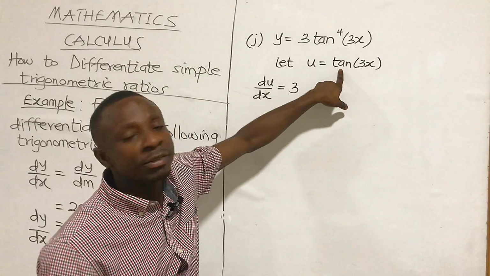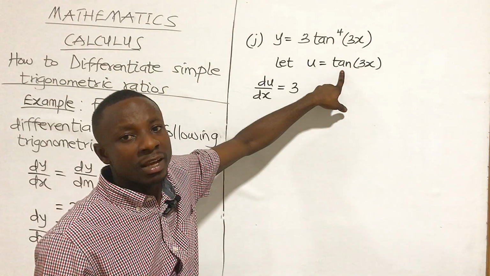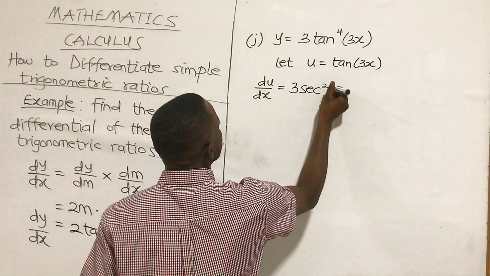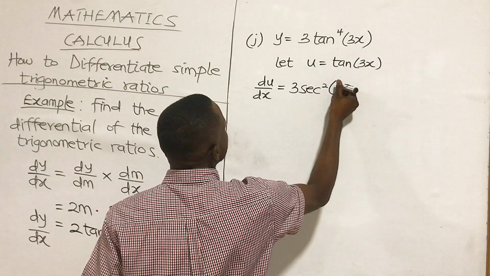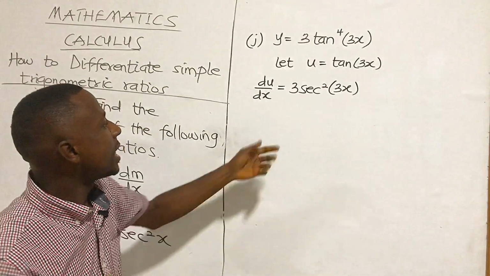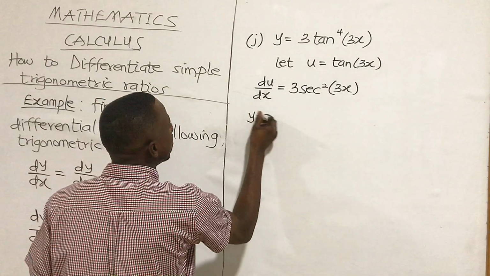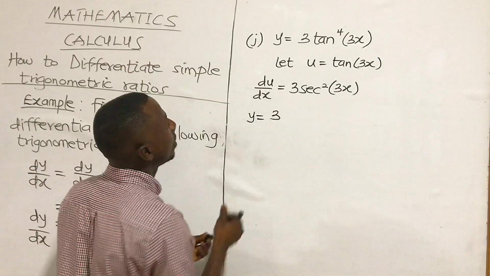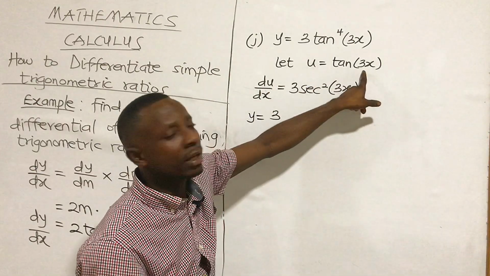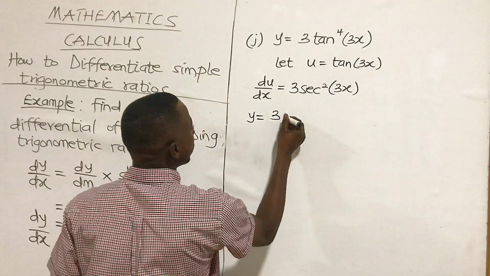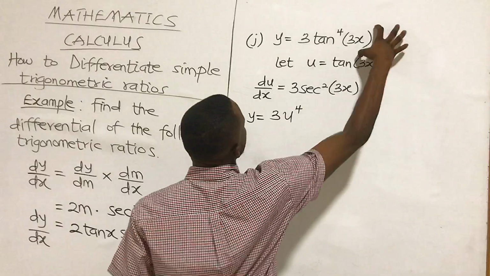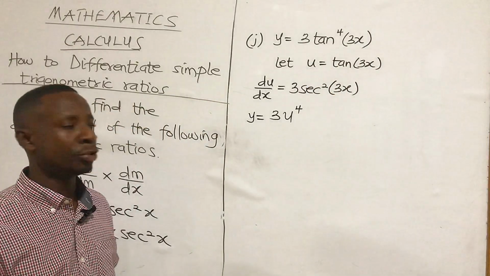Then we will now differentiate the trig itself. When you differentiate tan, we have sec squared multiplying the function 3x. Now y to be 3. From here, u is tan 3x, so we are going to get it as u power 4. So everything here is represented by u.